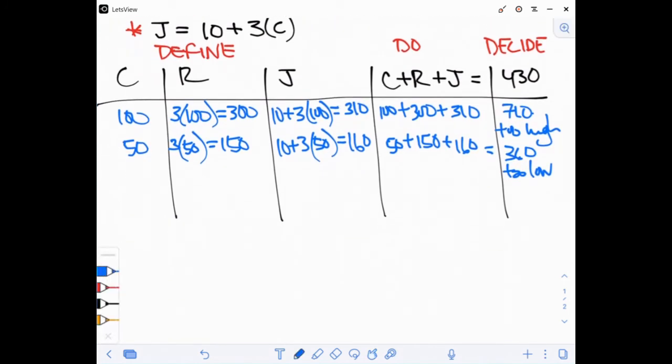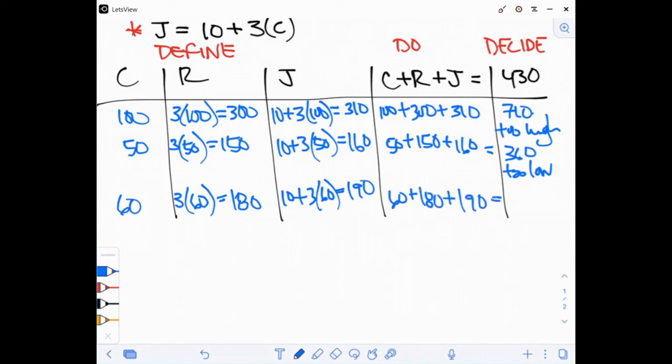Let's look at our next guess. If 100 is too high and 50 is too low, what if I start creeping upwards? Let's just go with 60. If Chandler ran 60 yards, Ross did 3 times 60, which is 180. Joey is 10 plus 3 times 60, that's going to equal 190. Add them all together: 60 plus 180 plus 190 equals 430. Perfect.